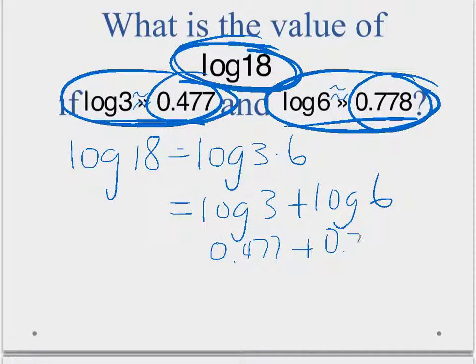So that's 0.477 plus 0.778. And when you add that together, you get 1.255.